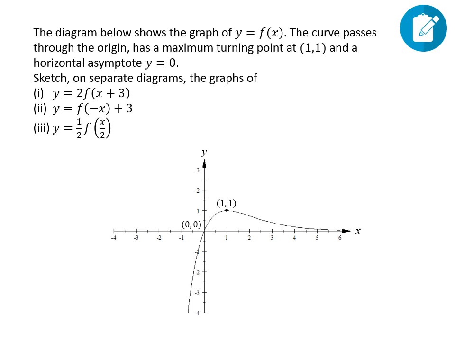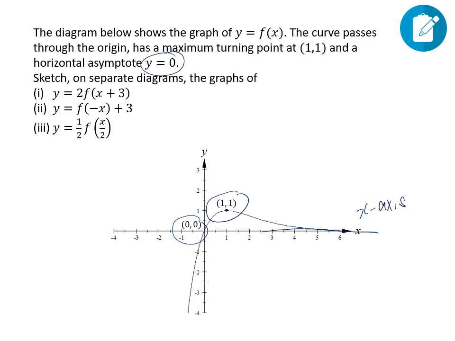The diagram below shows the graph of y equals f(x). This curve passes through the origin and has a maximum turning point at (1, 1) and a horizontal asymptote y equals 0, which really just means an asymptote that is along the x-axis.